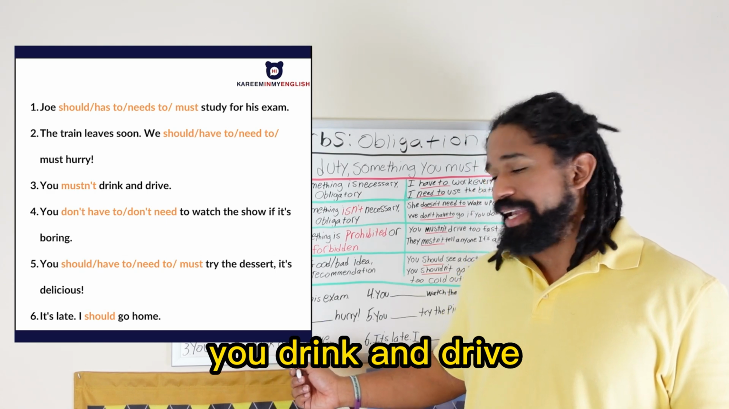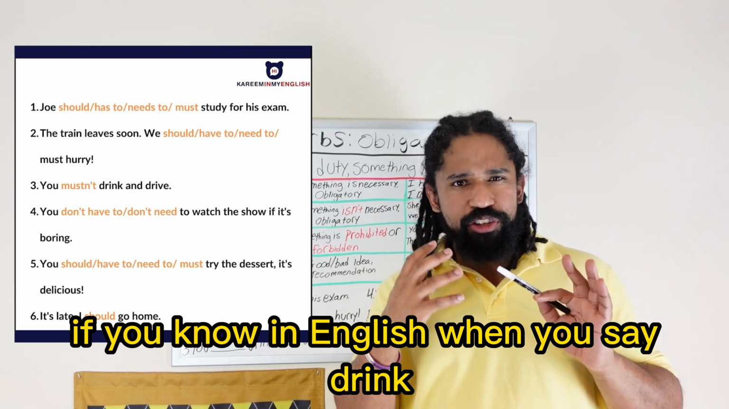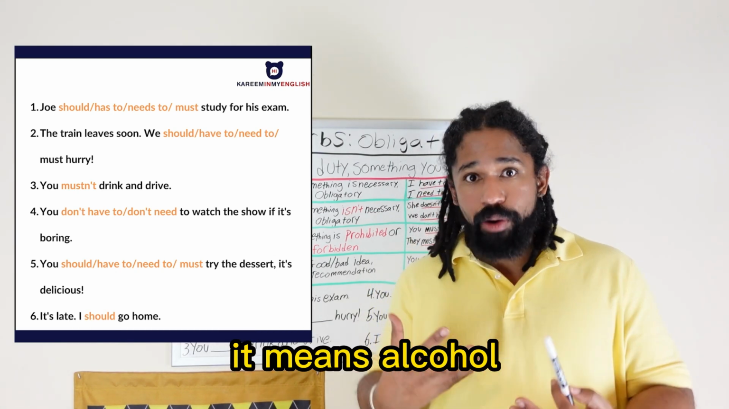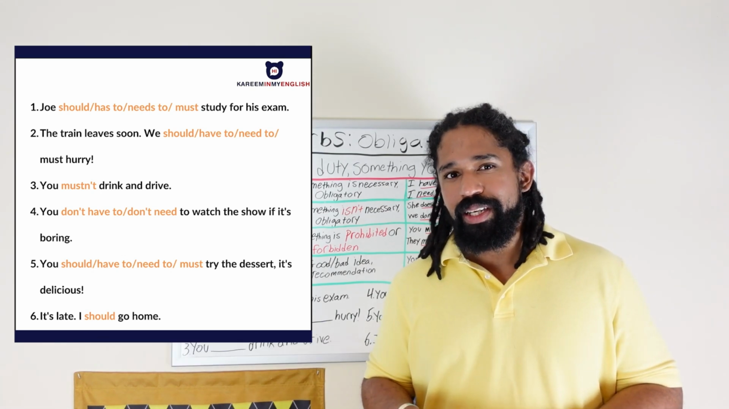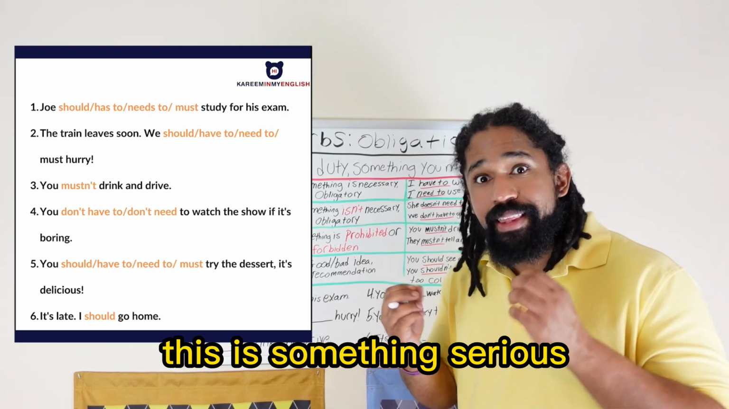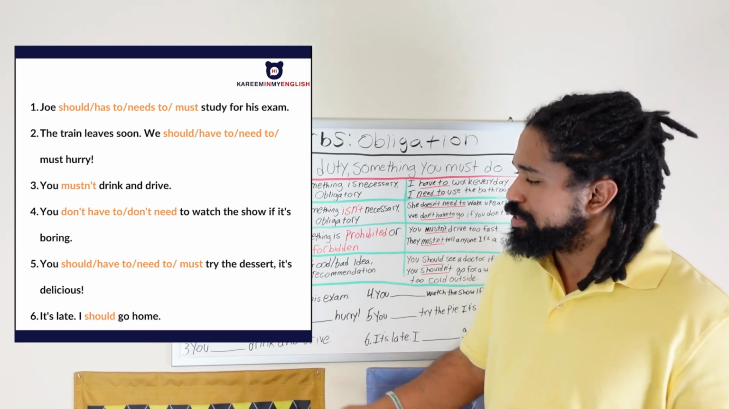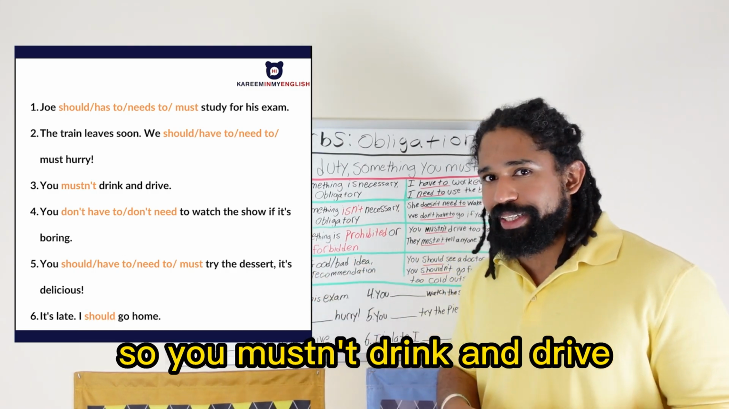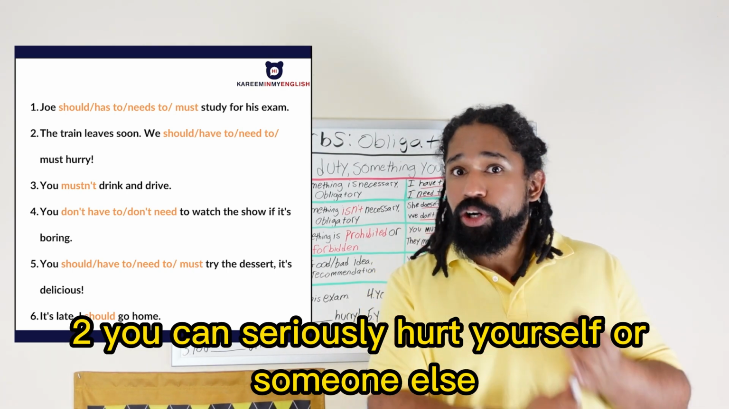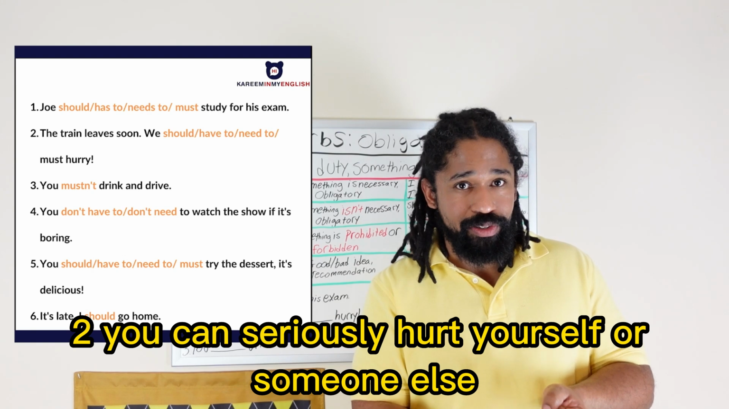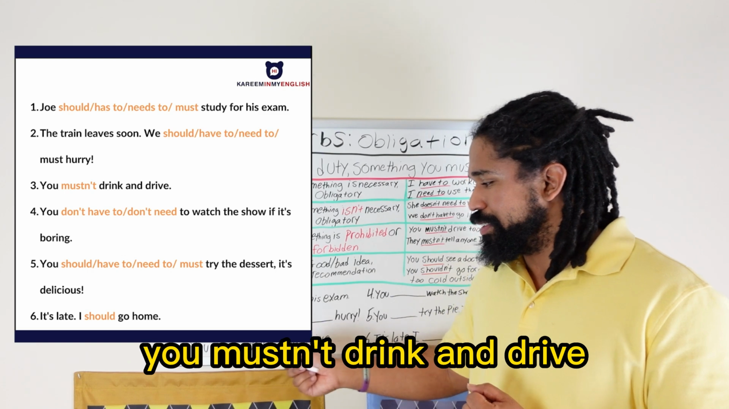You drink and drive. Oh, drinking and driving. If you know, in English, when you say drink, it means alcohol. Beer, wine, liquor, the sort. So, drink and drive. This is something serious. And of course you want to make a negative sentence. So, you mustn't drink and drive. 1, it's illegal. 2, you can seriously hurt yourself or someone else. It's very, very dangerous. So you mustn't do this. You mustn't drink and drive.